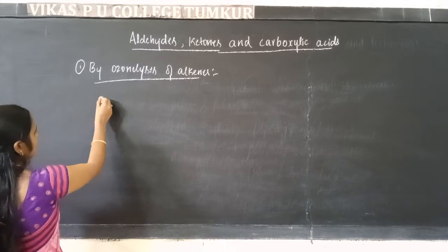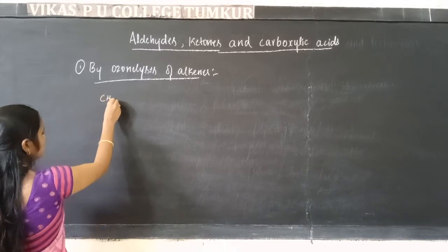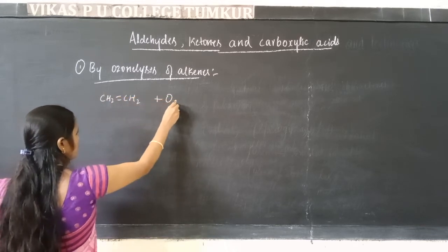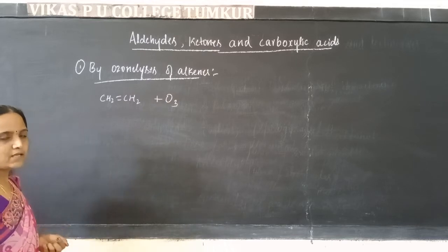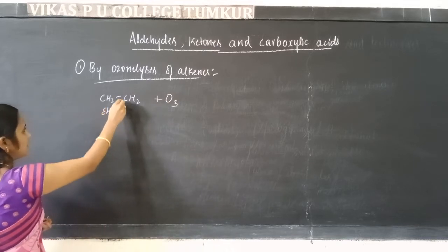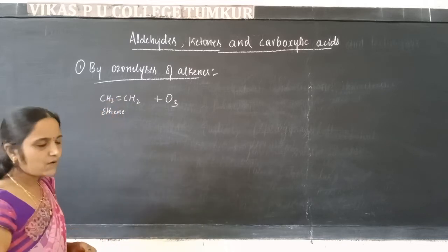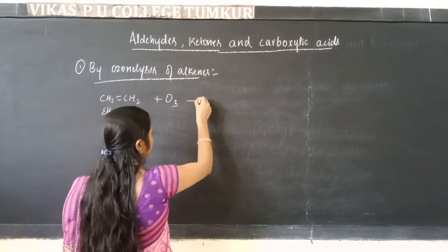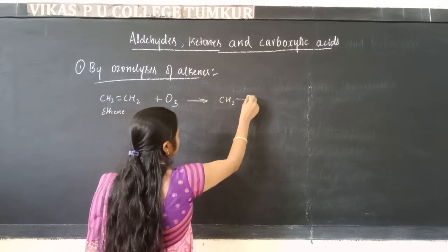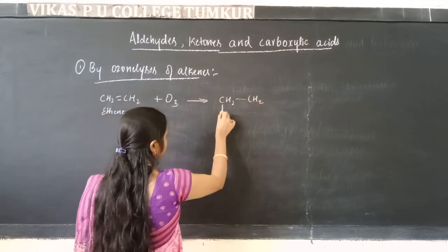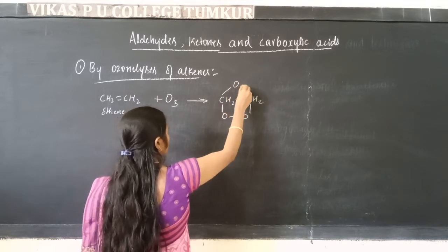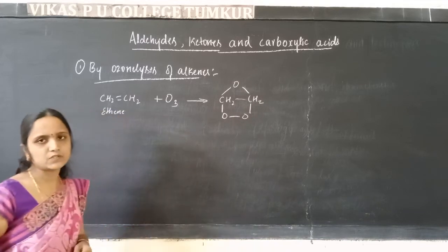If we take the example of ethene, ethene is treated with ozone. It forms the cyclic ozonide. This we call a cyclic ozonide.